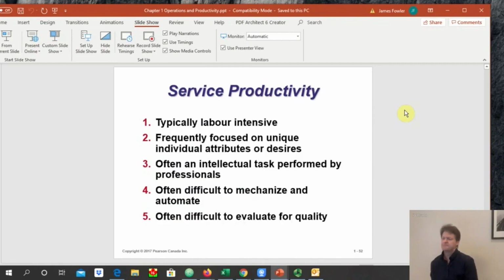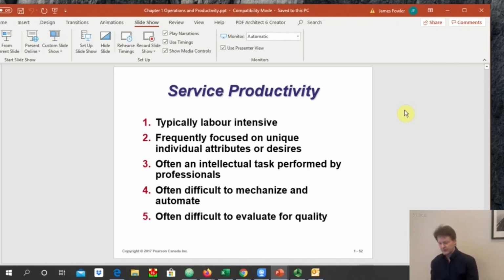Service productivity. Now, service productivity is labor intensive. As I mentioned a little bit earlier, it has much higher customer interaction in the service field, frequently focused on unique and individual attributes or desires, and often an intellectual task performed by professionals.